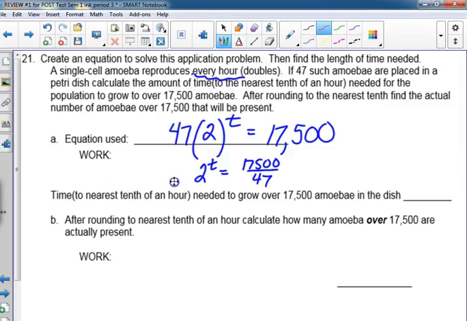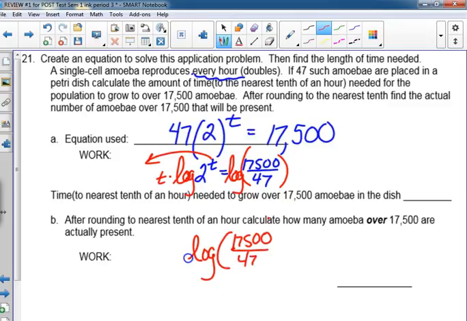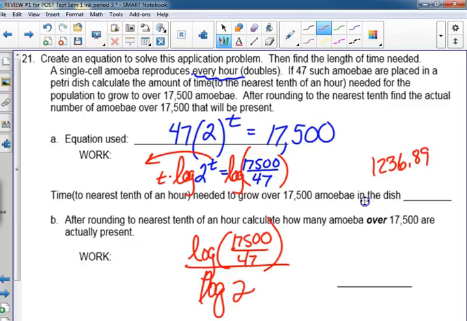And then we're going to do what? Log both sides, and move the t out front. So we will end up typing the log of 17,500 over 47 divided by the log of 2, and you got to type the log twice. There's no shortcut, right? Anybody getting a decimal? What'd you get, Isaac? 1, 2, 3, 6. I think we're going to have to round that to 8.6.